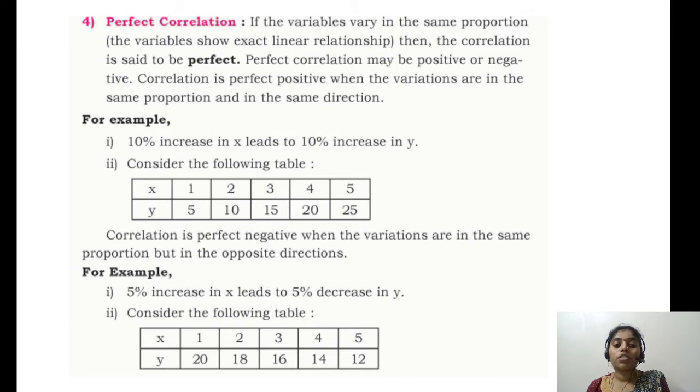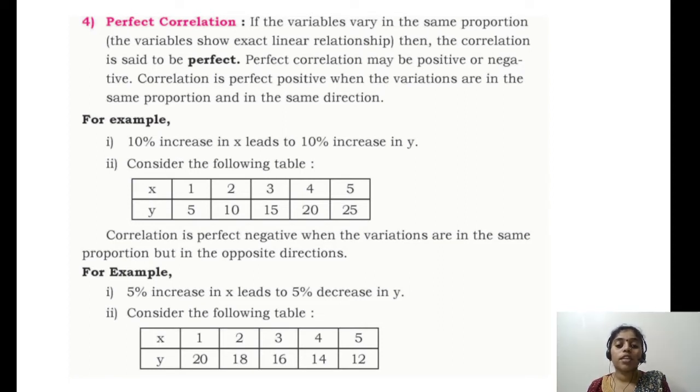Next, correlation is perfectly negative when the variations are in the same proportion but in the opposite direction. For example, a 5% increase in x leads to a 5% decrease in y. Here one is increasing, another one is decreasing. Therefore it is perfect negative correlation.